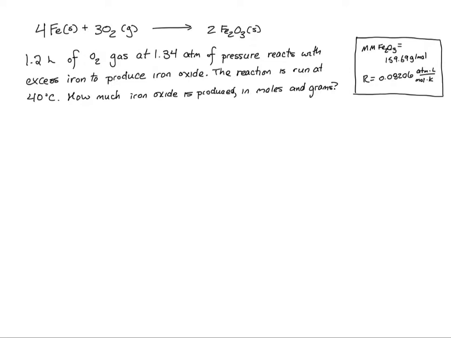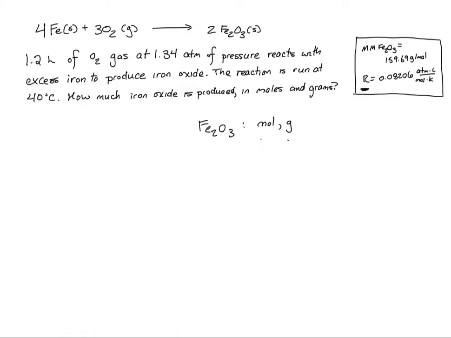So it's pretty clear what we need to find here. We need to find iron oxide in moles and grams. But how do we get there? What do we have? We have some data for oxygen, but we don't have how many moles of oxygen we have. We have the molar mass of iron oxide, so once we find moles, we can convert to grams. And we have R. Now, the presence of R right here tells me we're going to need to use some kind of ideal gas law.